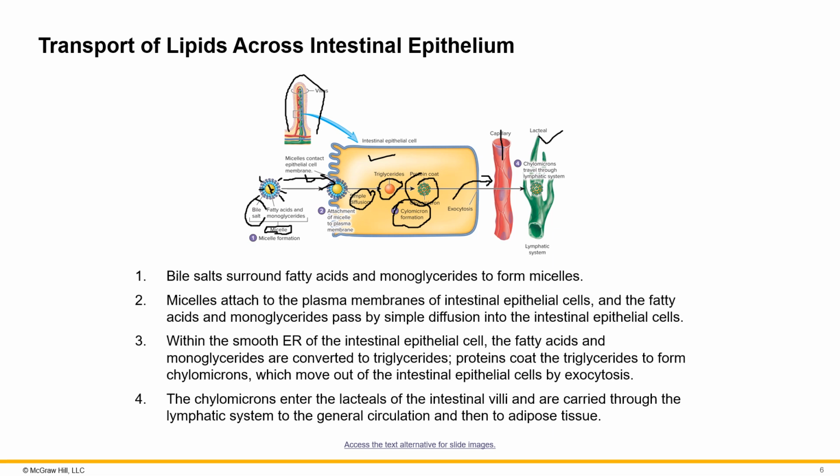So this is exocytosed, goes into the intracellular space, goes into the blood capillary, and is absorbed by the lacteal right here. So chylomicrons actually enter the lacteals and are then carried through the lymphatic system, which is how they end up going to where the adipose tissue is stored in the body and deposit right there in the adipose tissue.